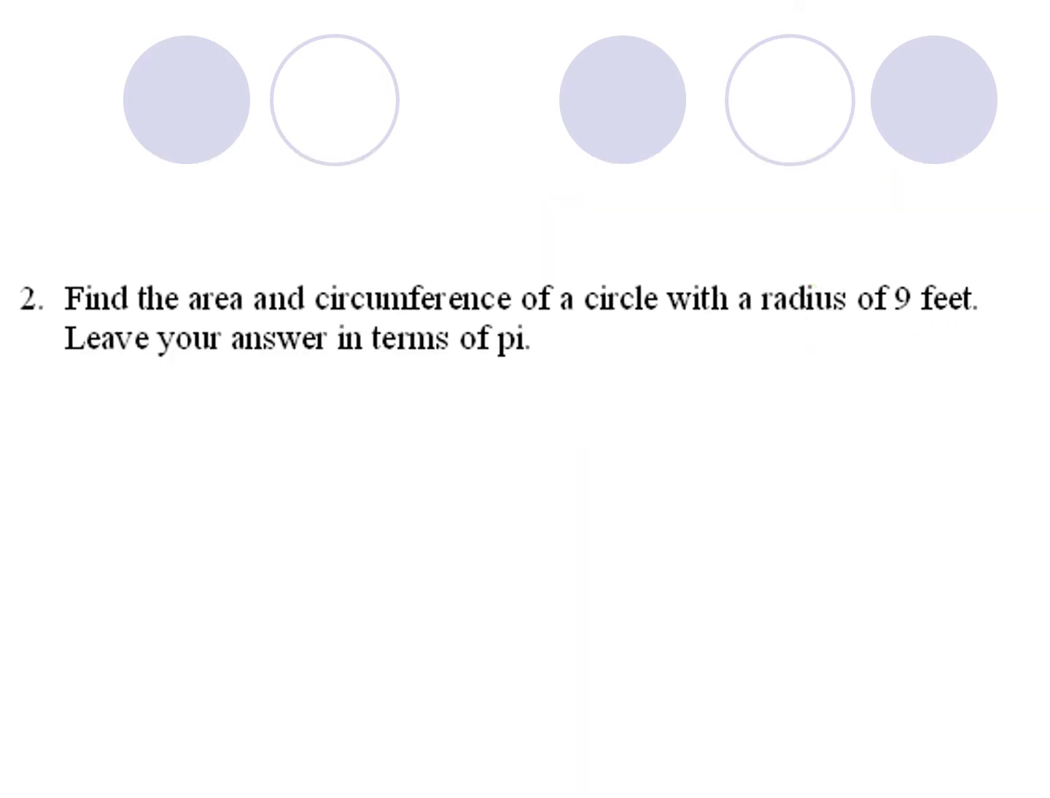Now, for example 2, again, it wants us to find the area, which is pi r squared, and it wants us to find the circumference again, which is 2 pi r. So again, I'm just writing down those equations or those formulas because I know that's what I need to use. And in this example, nicely, they give us the radius. So r right off the bat is equaling 9 feet.